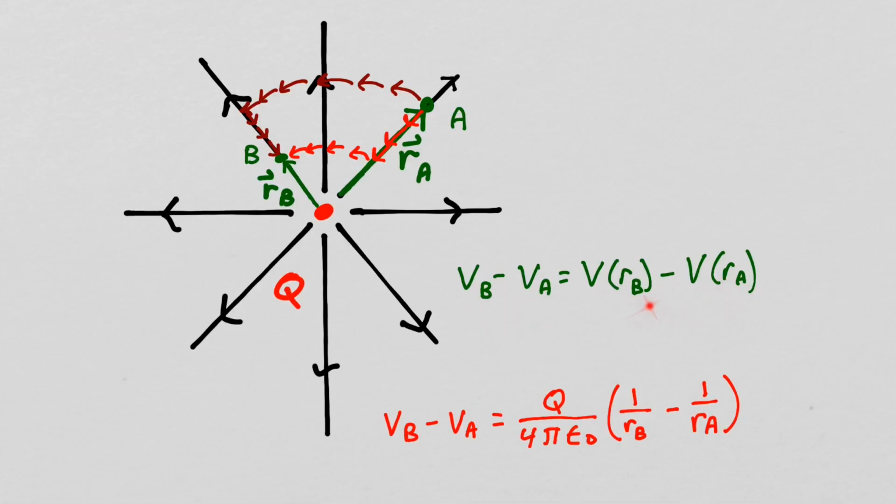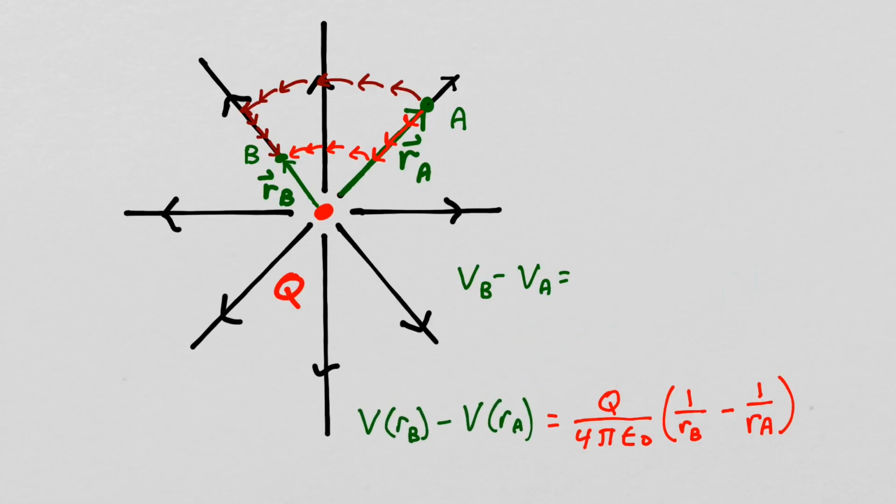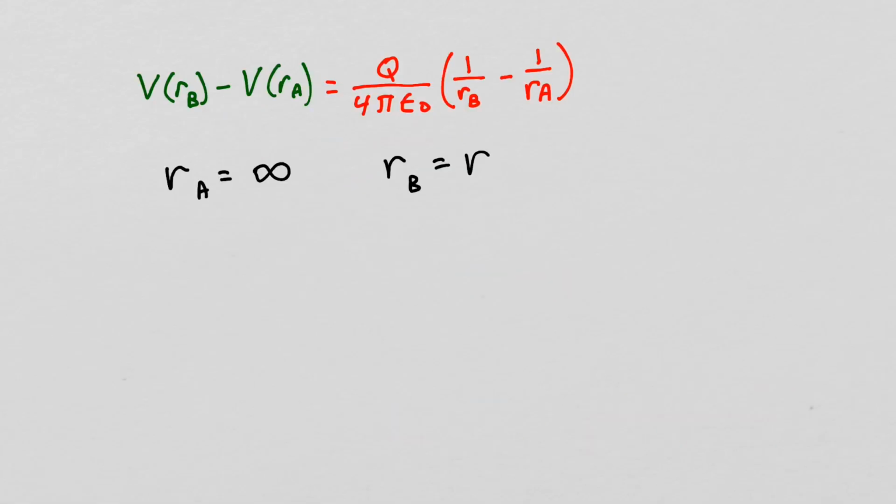Let me rewrite our description of the potential difference, indicating the dependence on just the radial component r. So I can replace V sub B minus V sub A with V at R sub B minus V at R sub A. Let's pick for R sub A the point infinity, and let's rename R sub B as R.